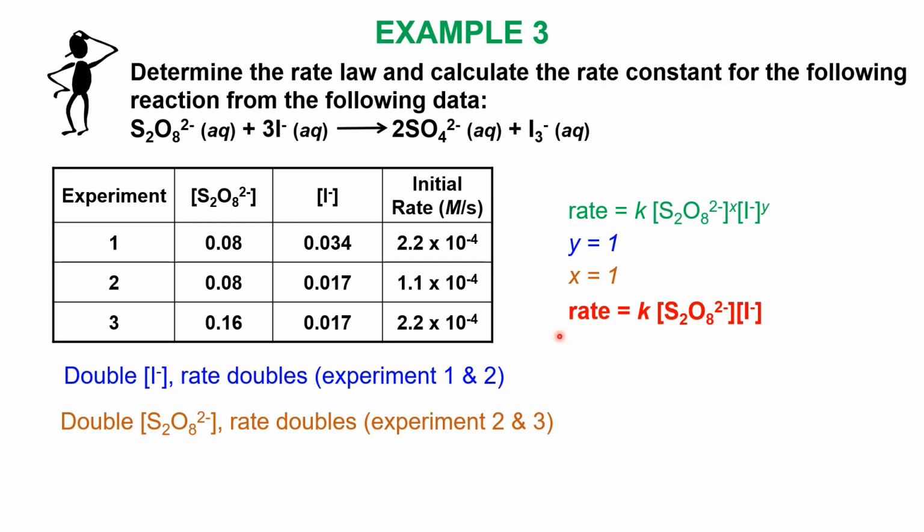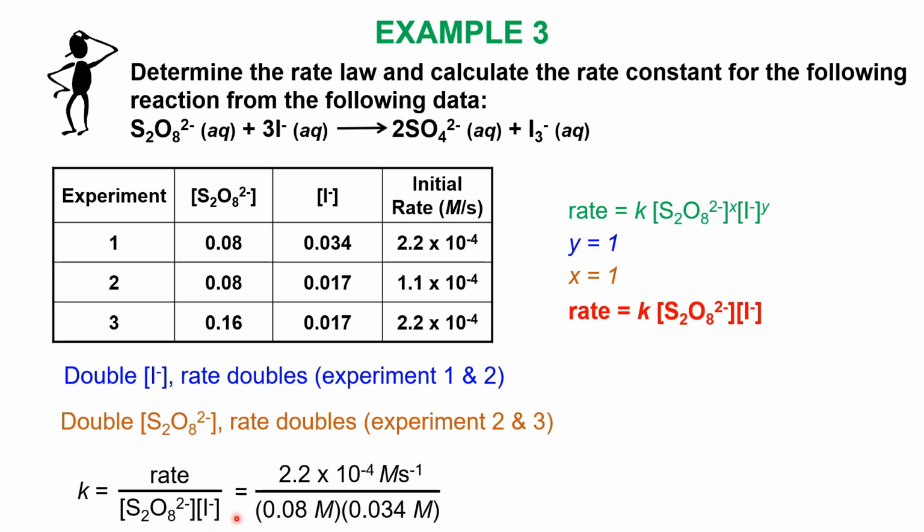Next is to calculate the rate constant. From the rate law, we can rearrange to become k equals rate over the concentration of S2O8 2 minus times the concentration of I minus. To calculate the rate constant, we can choose data from any experiment to substitute in this formula. You can choose experiment 1 or experiment 2 or experiment 3. I choose experiment 1. So substitute all the values in this formula like this. Then you can calculate the rate constant and the value is 0.08. The unit is per molar per second.